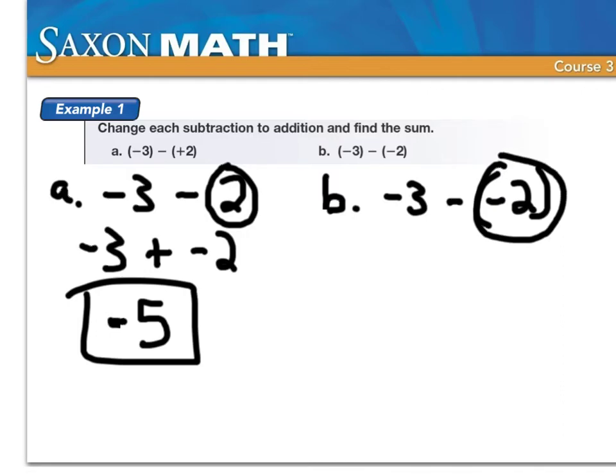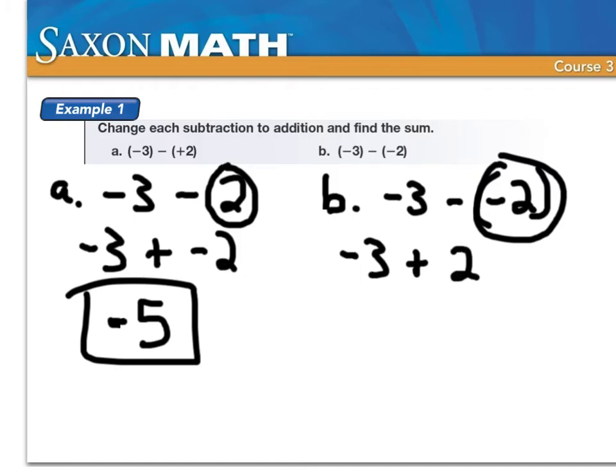So I circle that. Now change the problem to adding. So I'm going to keep the first number, negative 3. Change the first minus sign to a plus sign, and then change my circled part to the opposite. So the opposite of negative 2 is positive 2.